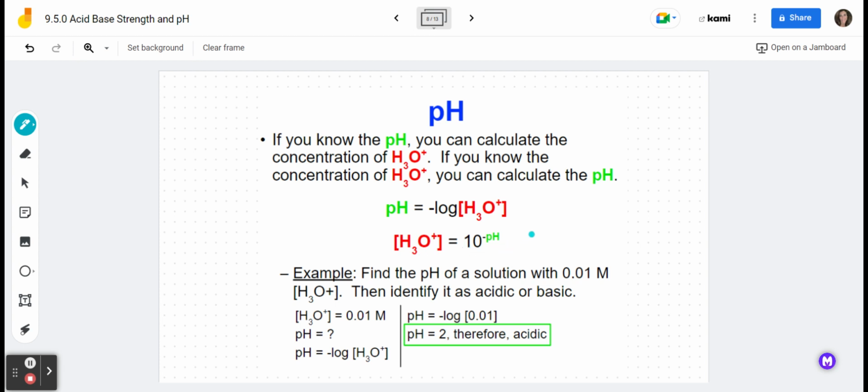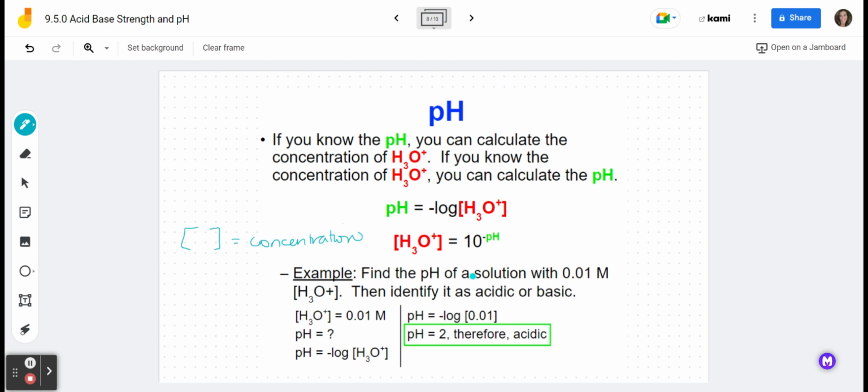So, for example, if we find the pH of a solution with 0.01 molar hydronium concentration, and by the way, these brackets mean concentration. Whatever's inside, it's the concentration of that. What you're going to do is hit the negative sign, log, and then type in 0.01. If you try that right now on your calculator, you should get a 2. 2 is acidic, so you would identify that as acidic.